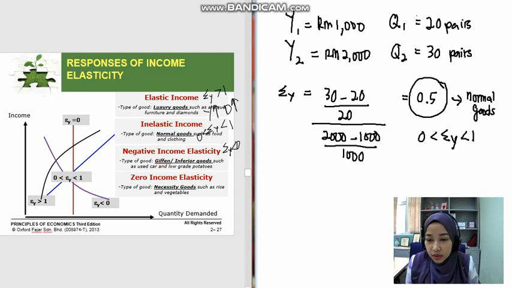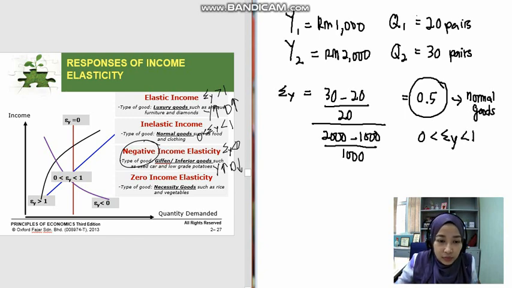used items. Second-hand cars, second-hand computers or laptops, second-hand clothes, second-hand handphones, for example. For this type of product, usually when you have higher income, you will not buy this kind of product. Logically, if you have higher income, you will buy new items, right? Instead of buying the second-hand items. So the demand for inferior products will reduce. So that's why, in this case, when your income increases, the demand for this product will decrease. So that's why you get a negative income elasticity here. So when you calculate, your answer will be less than 0.